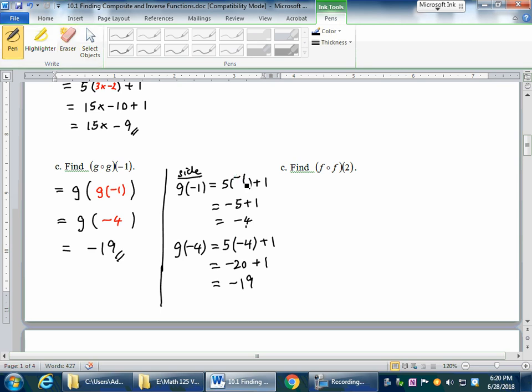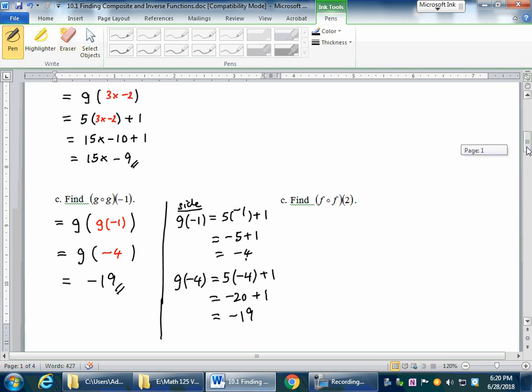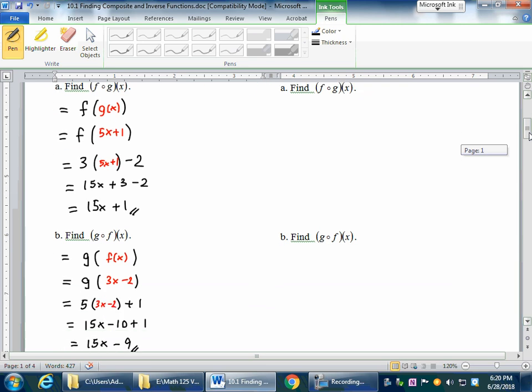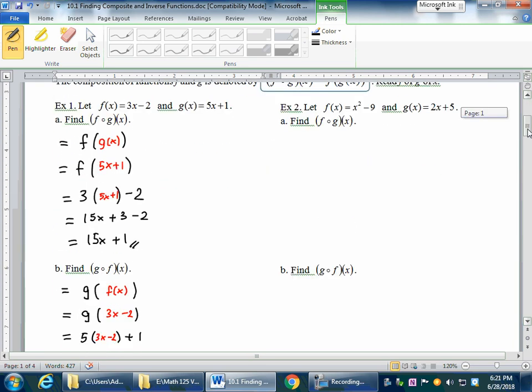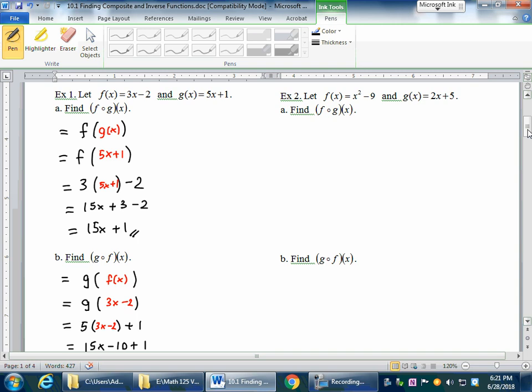So now, pause and then try this example too. Okay, see if you can write it out step by step properly or not.